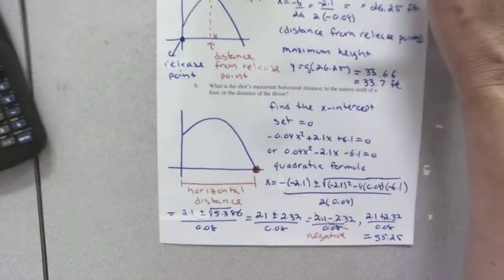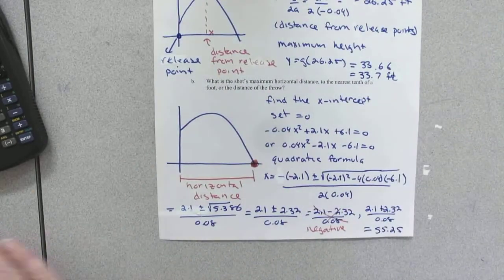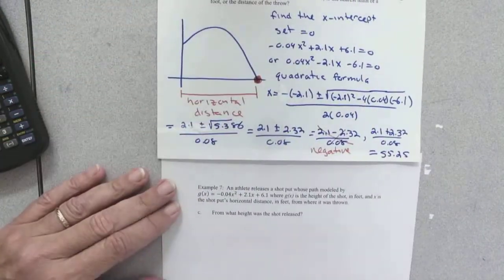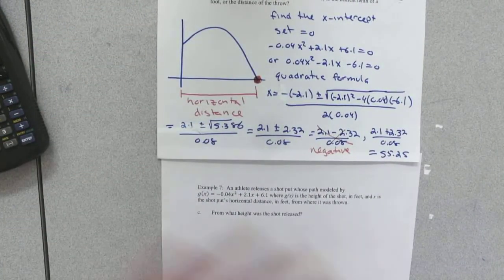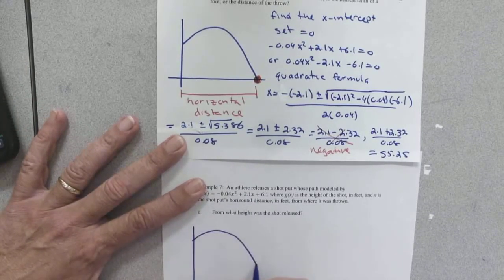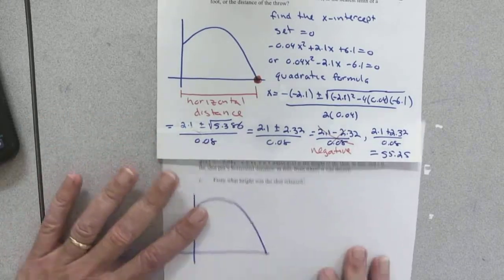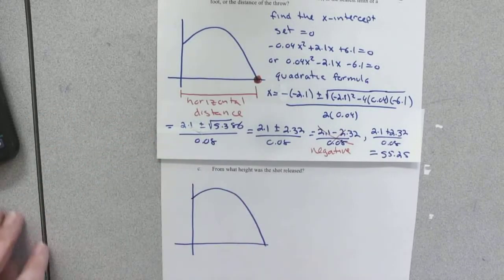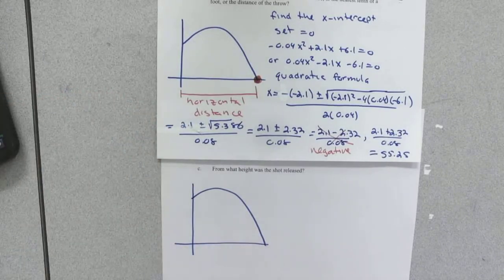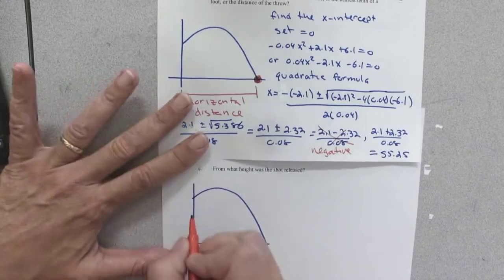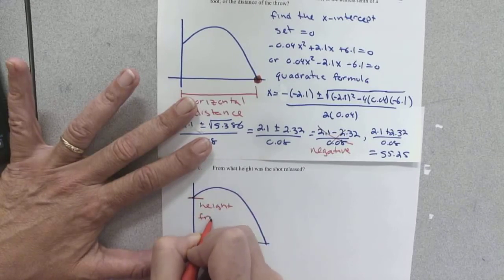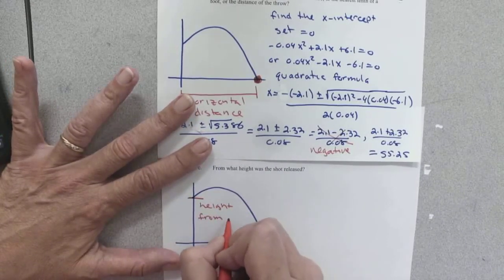Okay, last thing we need to do in this problem and this section. This section is then over. Same function. From what height was the shot released? So again, my basic picture looks something like that. And so this point right here, and this is certainly not to scale, these pictures are not to scale at all, this right here, there's the height from which it was released.